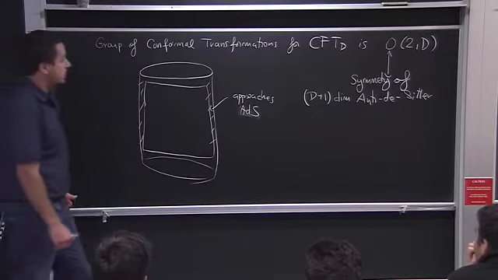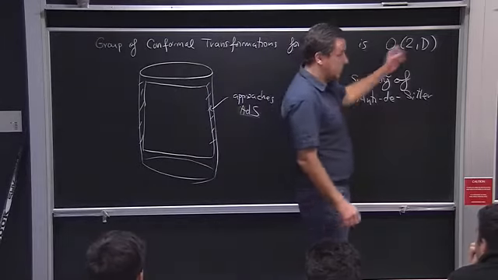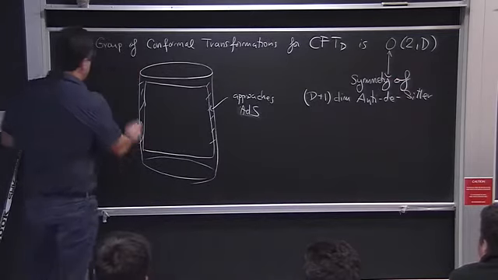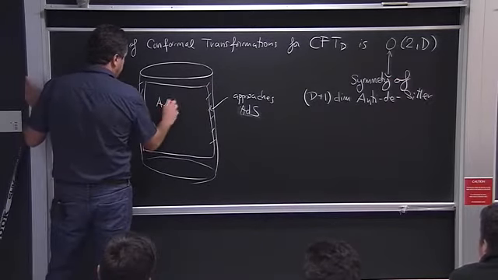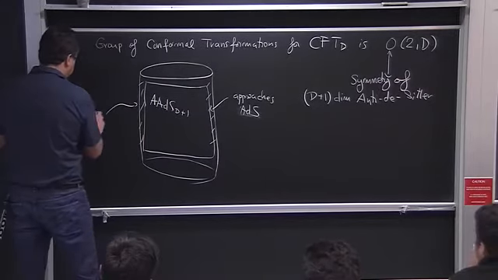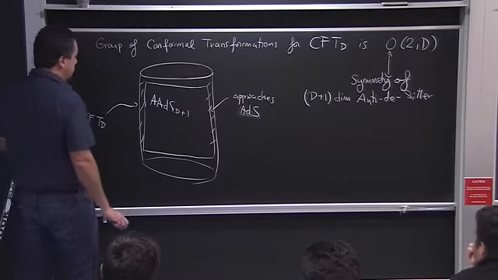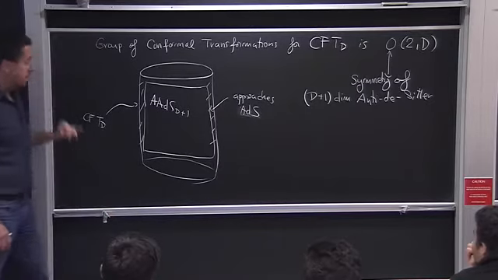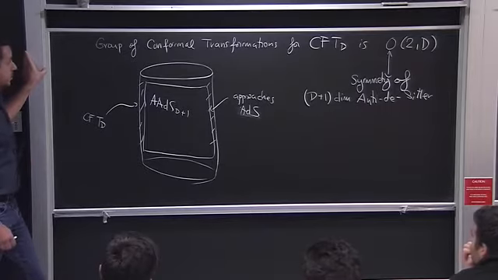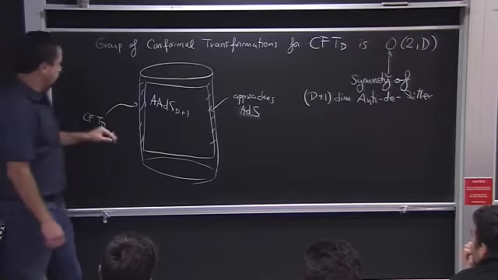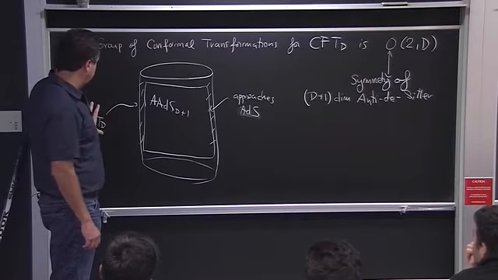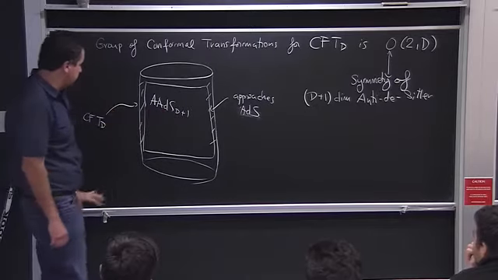fits into representations of the isometry group of AdS, which for asymptotic AdS D plus 1 with boundary dimension D is SO(D+1,1). This is also the way in which operators or states of a conformal theory fit into representations of this group. So you have a one-to-one correspondence between the Hilbert space of the conformal theory and the Hilbert space in asymptotic AdS.